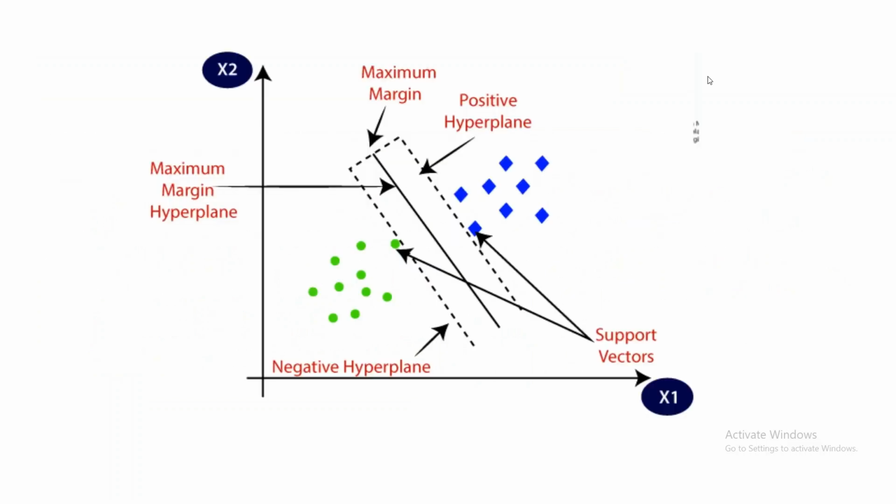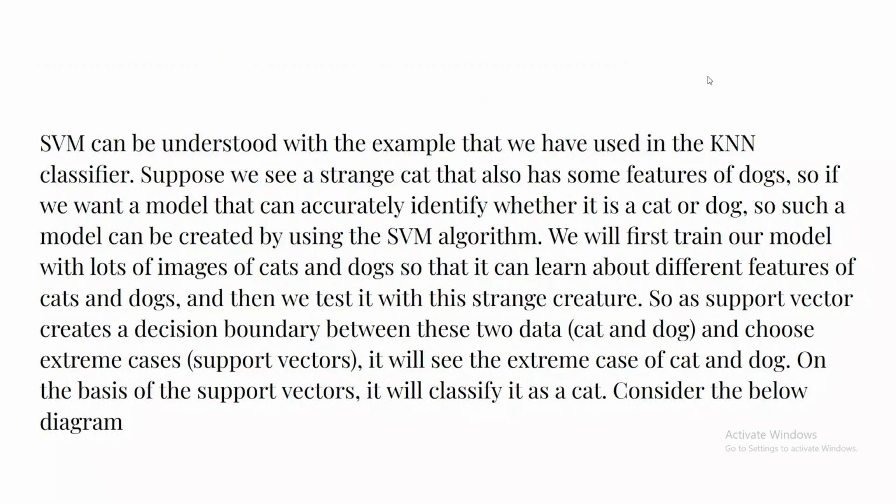Consider the diagram in which we can see the negative hyperplane, the positive hyperplane, the maximum margin hyperplane, and the support vectors, which are nearer to the hyperplane. These are called the support vectors. SVM can be understood with the help of the example that we used in the KNN classifier.